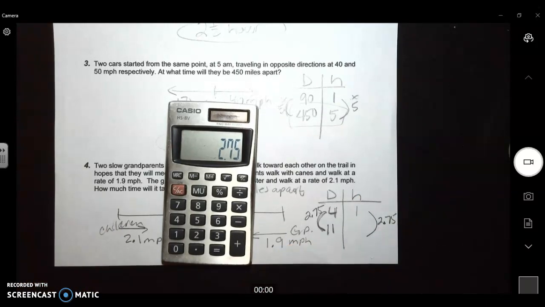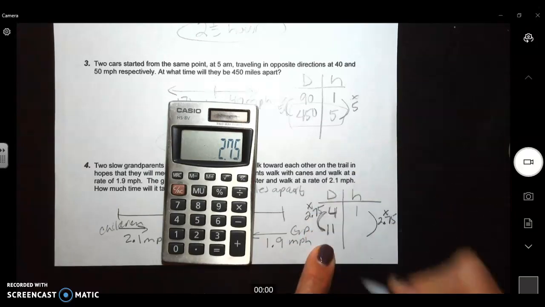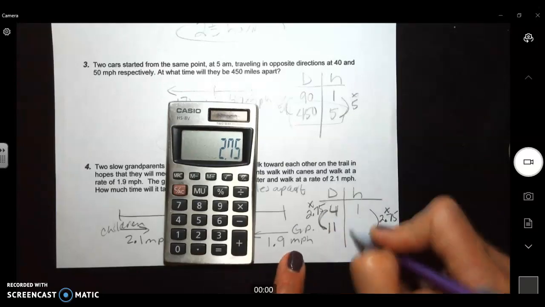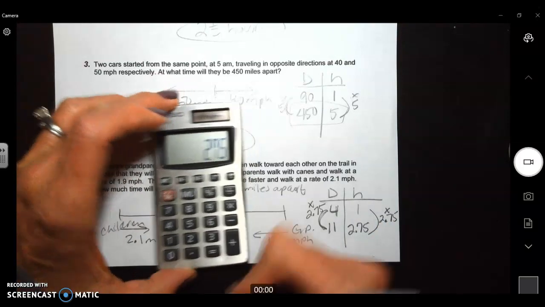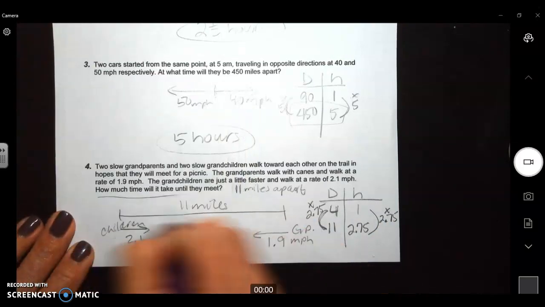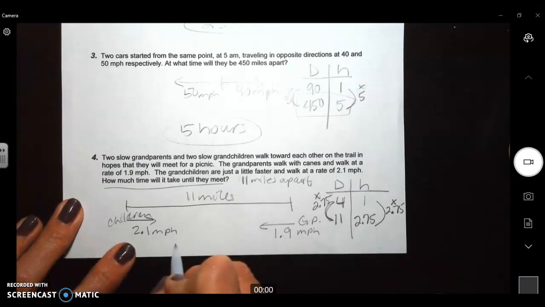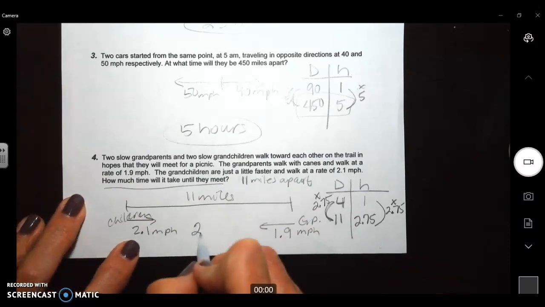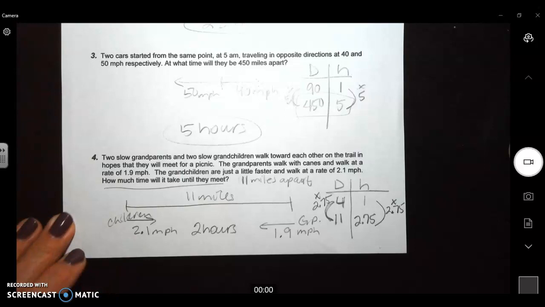Now let's take a look. I'm going from 4 to 11. That's getting bigger, so I must be multiplying. And 1 times 2.75 is 2.75. Now, because it's time, it says how much time will it take until they meet. Well, I do know that the first part of that is 2 hours. Let's look at the second part of it. I've got 0.75.